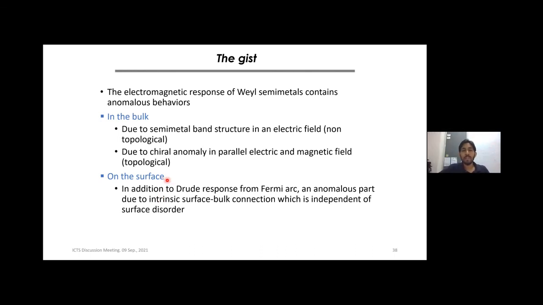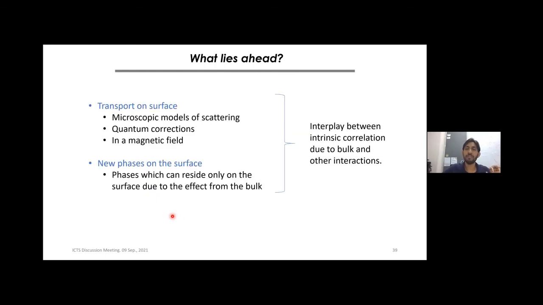And what I've shown you, something new from our own work, is that on the surface we do have an interesting anomalous response, which is, in addition to the Drude response from the Fermi arc, an anomalous part which arises from the intrinsic surface-bulk connection and is completely independent of surface disorder, at least when disorder is very weak.